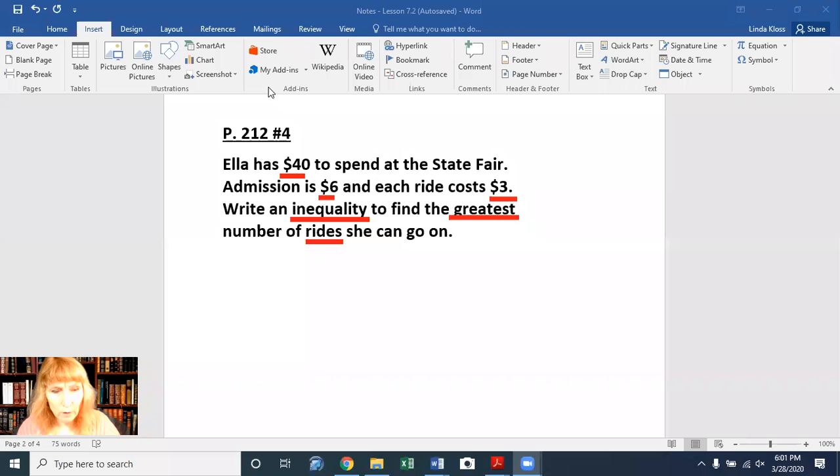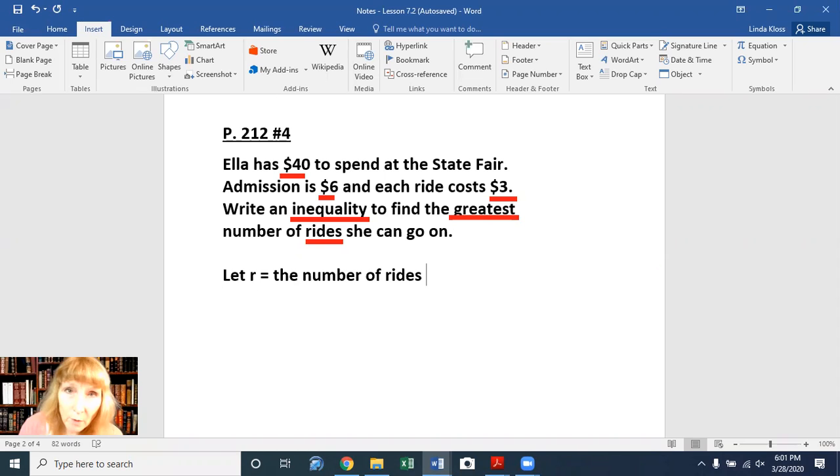So the first thing we want to do when we're writing an inequality is figure out what our variable is going to represent. So in our case, we're going to let R equal the number of rides that she can ride, right? I always pick a variable that represents the thing that I'm looking for. So I picked R because it represents rides.